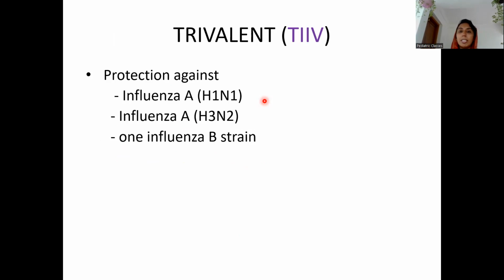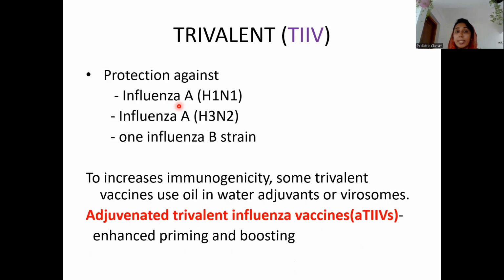Previously, trivalent, that is TIIV, trivalent inactivated influenza vaccine, protects against three strains. That is influenza A, two strains of it, H1N1 and H3N2, and one influenza B strain. To increase immunogenicity, some trivalent vaccines use oil and water adjuvants or virosomes. They are called adjuvanted trivalent influenza vaccines, aTIIVs, which have enhanced protection and boosting.